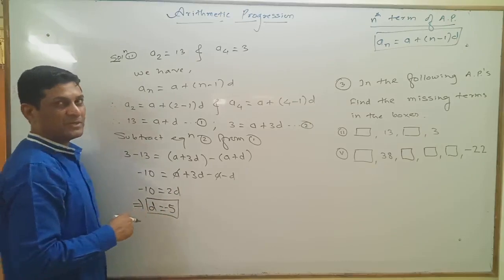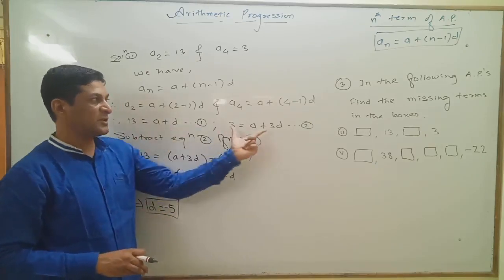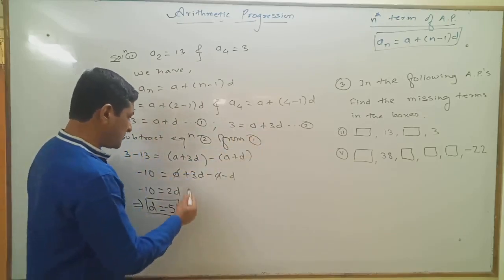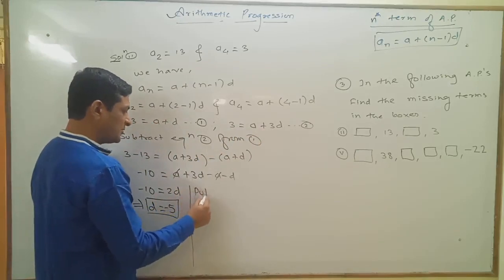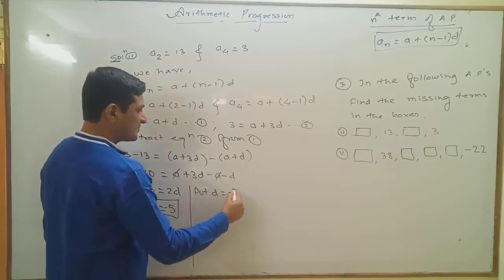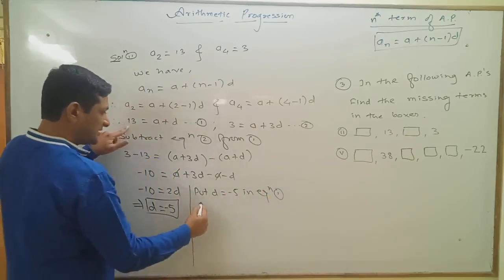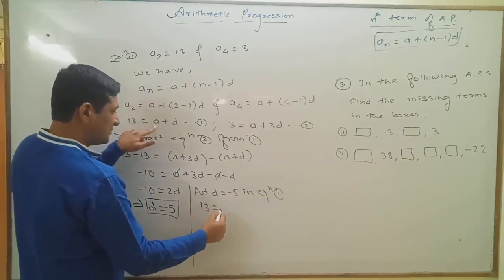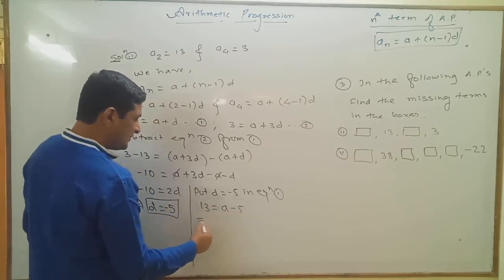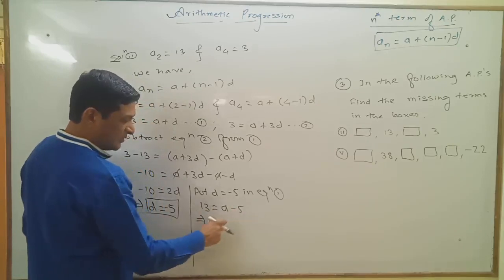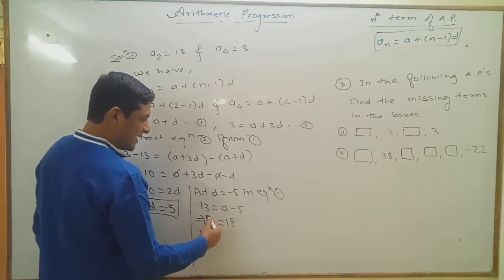So the value of D is known to us. Once the value of D is known, substitute this value of D either in equation number first or in equation number second. So we are substituting D equals minus 5 in equation first. Let us see what we will get. On this side 13, keep it as it is, equals A also as it is. D I am replacing by minus 5. So this implies that A equals, minus 5 on this side will become plus 5, 13 plus 5 equals what? 18. So the value of A is known to us.